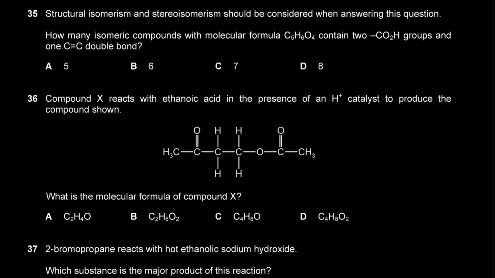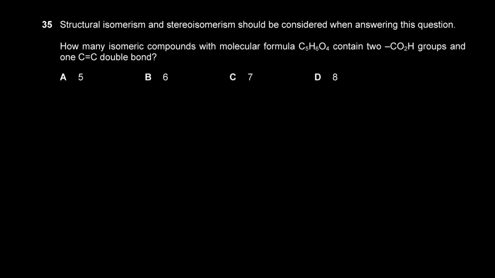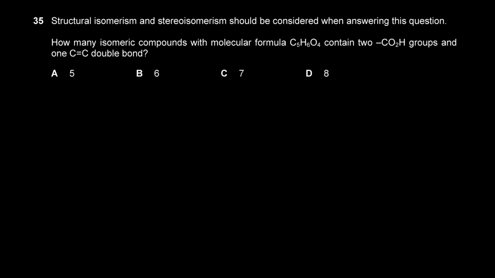Structural isomerism and stereoisomerism should be considered when answering this question. How many isomeric compounds with molecular formula C5H6O4 contain 2 CO2H groups and 1 carbon-carbon double bond? I'm going to solve this question on a separate, empty canvas. Let's look at this question separately. We have compounds with the molecular formula C5H6O4, and each of these compounds will contain 2 CO2H groups, 2 carboxyl groups, and a carbon-carbon double bond.